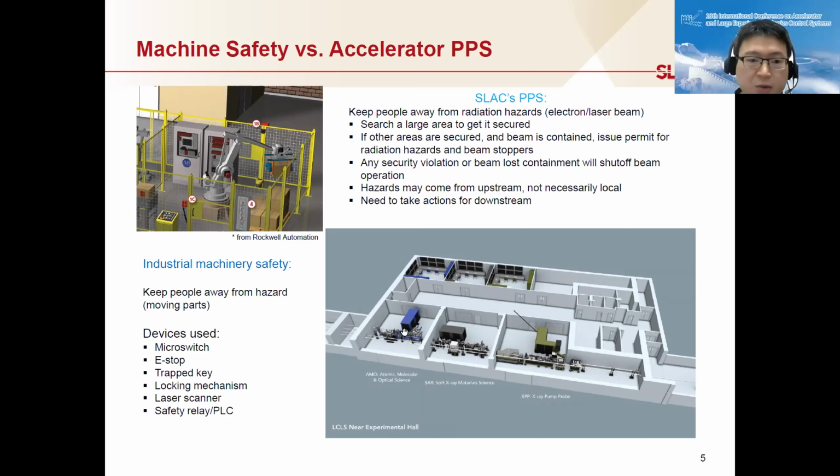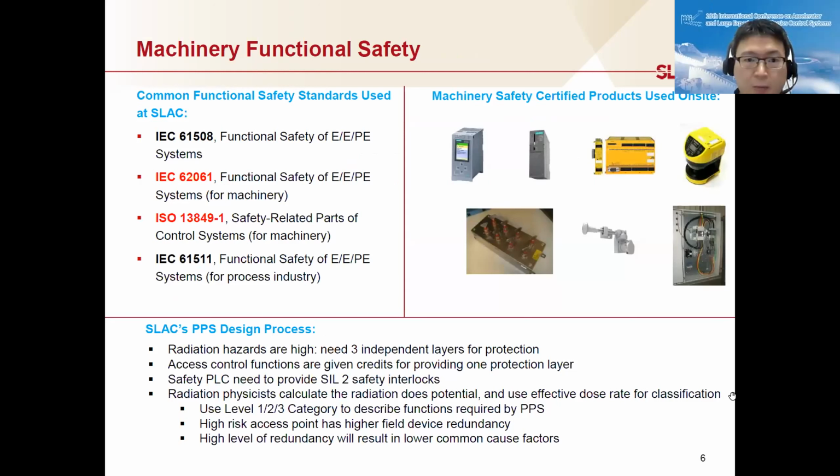So actually we use similar devices, for example, the micro switch, e-stop, trapped key, a locking mechanism, laser scanners, and safety PLC. So they are very close to what we are using in the PPS system. For example, the first 3 pictures on the right show the different safety PLCs we are using for the PPS system.